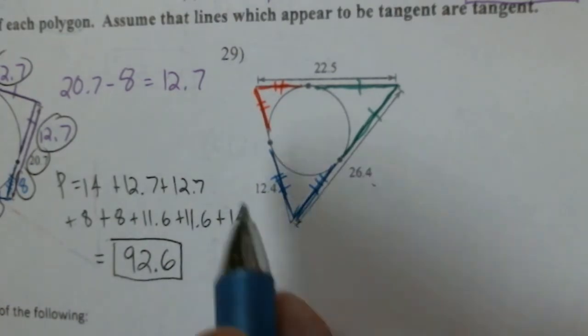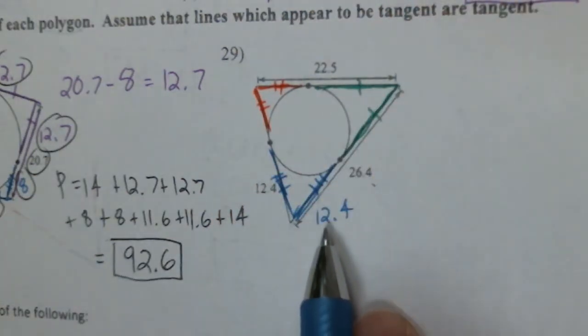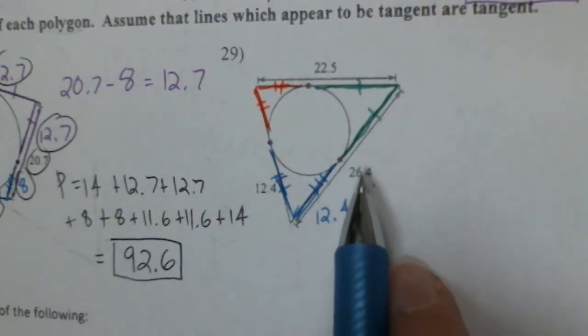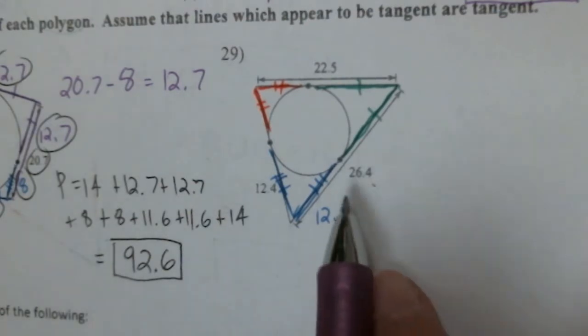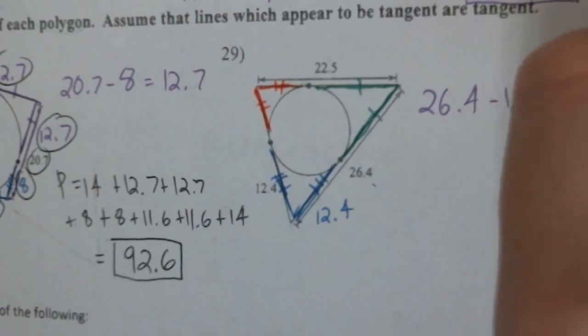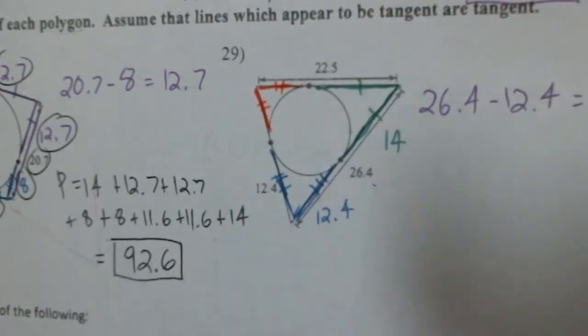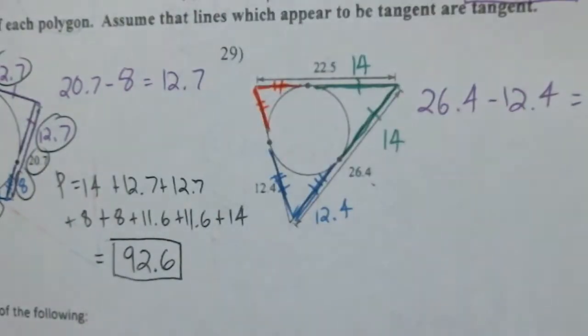If the blue piece is 12.4, that blue piece is 12.4. If the blue piece is 12.4, then to get the green piece, I need to do 26.4, the whole piece, minus the blue piece. 26.4 minus 12.4 is equal to 14. That means this green piece is 14, which means this green piece is 14.